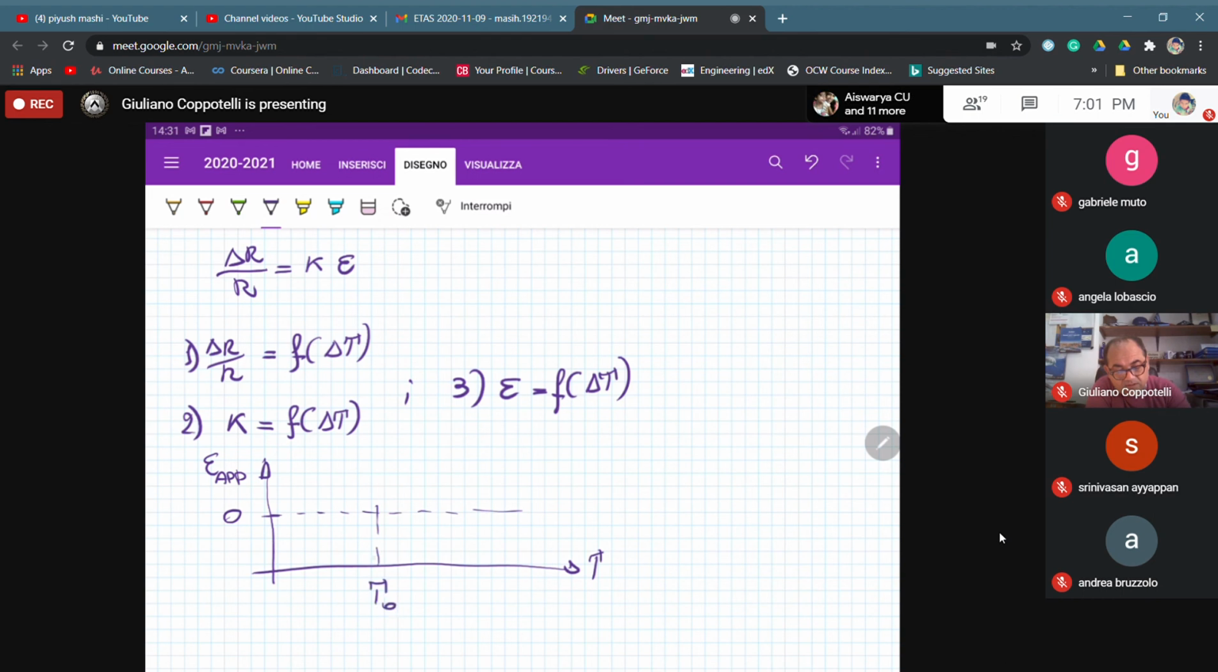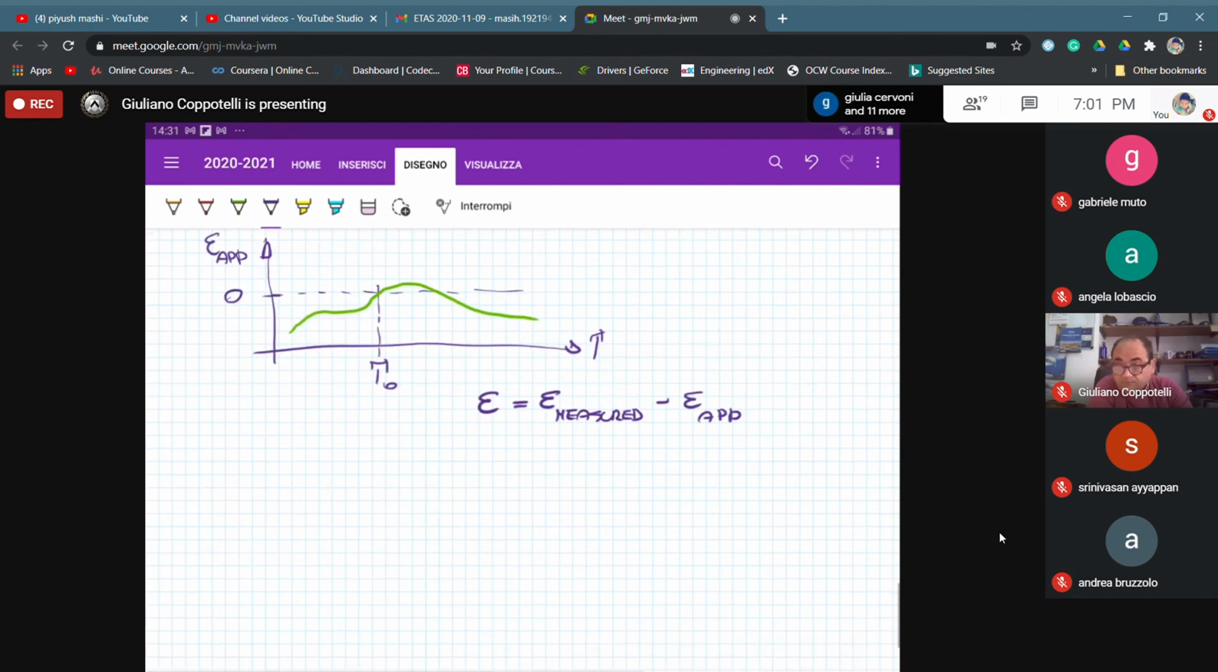We have to characterize what is the meaning of T0 and then show possible plots like this, for example, in which for a given temperature we have an apparent strain, so that the overall strain is given by the strain that has been measured by, for example, a Wheatstone bridge configuration, and then we have to take out this apparent strain corresponding to the operating temperature.